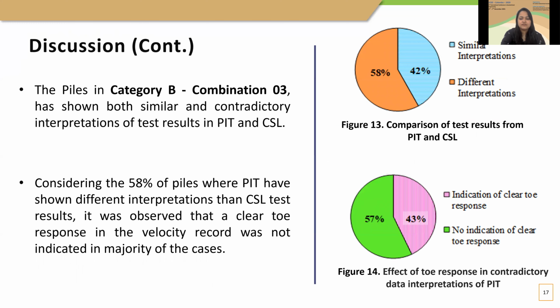And as shown in figure 13, 58% of the piles in combination 3 have indicated different interpretations in PIT and CSL data. And from this 58%, 57% of the piles, that is the majority, have not indicated the clear toe response. So this may be due to improper propagation of the stress wave to the pile toe area.